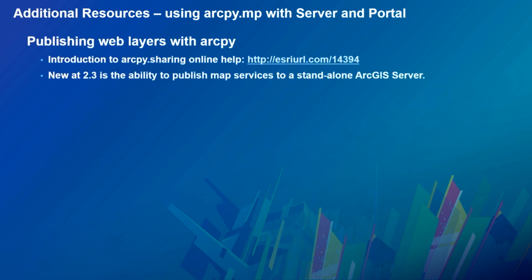And finally, a couple notes about sharing. So one of the things you could do with arcpy.mp is share maps and layers to server, online, and portal. And starting at version 2.2, we introduced the arcpy.sharing module to handle sharing with Python. So I have a link to the help topic here. And new at version 2.3 is the ability to publish map services to a standalone ArcGIS Server. In fact, I believe Python is currently the only way to publish to a standalone server at version 2.3. So you'll find a sample for that in the help topic.